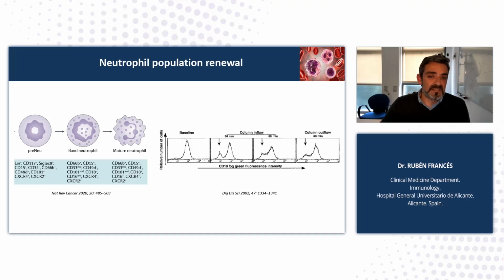And as you can see here in the right-hand panel, a CD10 negative subpopulation of neutrophils is detectable as soon as 30 minutes after GMA treatment, and is still there 60 minutes after treatment. This result is interesting because it suggests a kind of neutrophil renewal, from very mature, very inflammatory neutrophils towards a population of more immature, less inflammatory neutrophils after treatment.